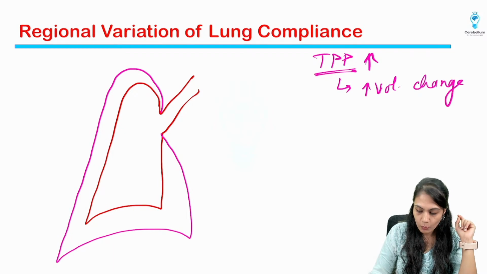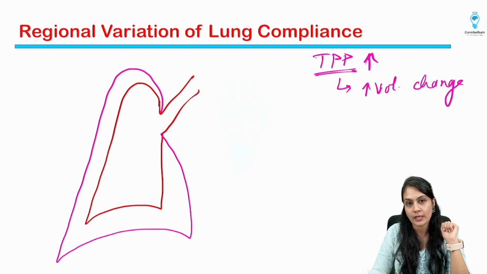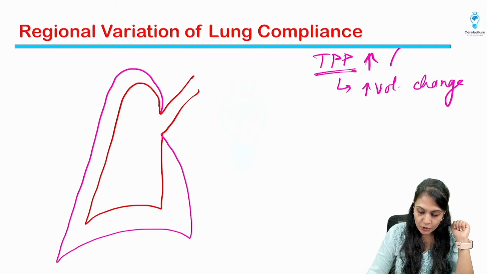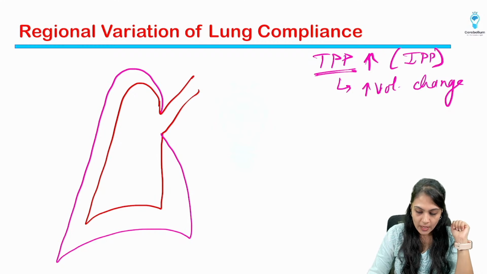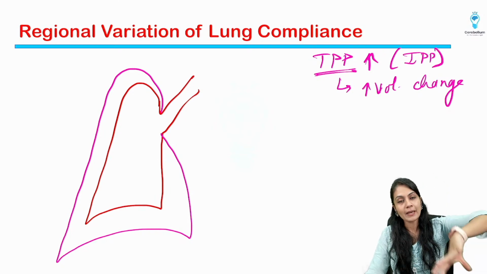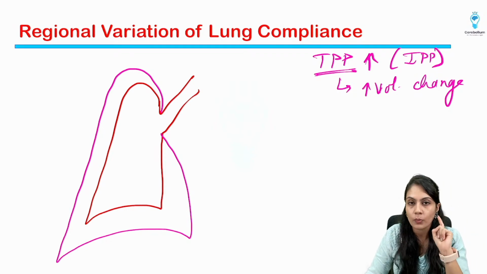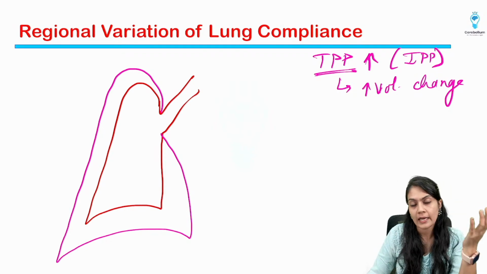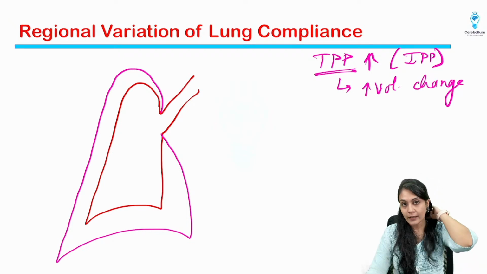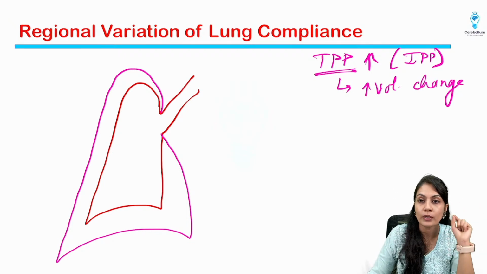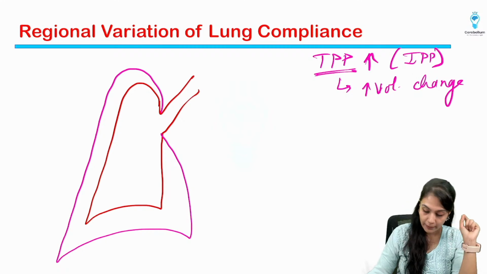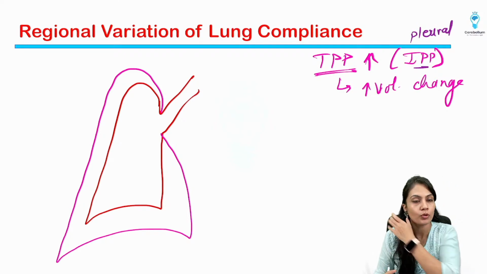Delta V will be more when the transpulmonary pressures are changed, and for the transpulmonary pressure to change, we require the change in the IPP, right? And that's why the compliance is basically based on one pressure, that is nothing but the IPP. Other pressures, like IAP, are important, no doubt, but the most important is going to be your intrapleural pressure, right? Don't get confused between intrapleural and intrapulmonary pressure. Intrapleural pressure is what I'm going to talk about.